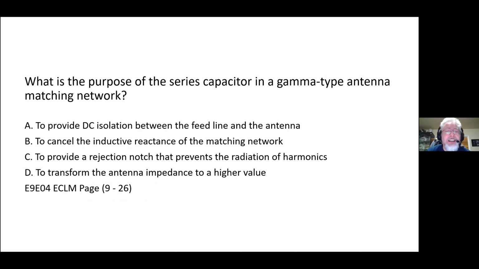What is the purpose of the series capacitor in a gamma match antenna matching network? A, to provide DC isolation between the feed line and the antenna. B, to cancel the inductive reactance of a matching network. C, to provide a rejection notch that prevents the radiation of harmonics. Or D, to transform the antenna impedance to a higher value. Bravo. Bravo is correct, to cancel the inductive reactance of the matching network.